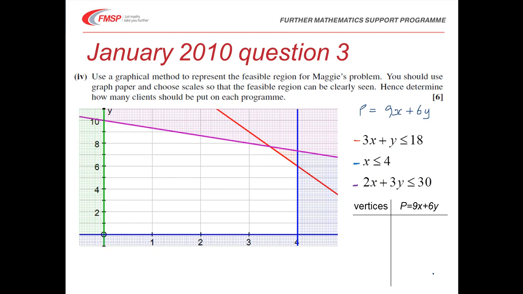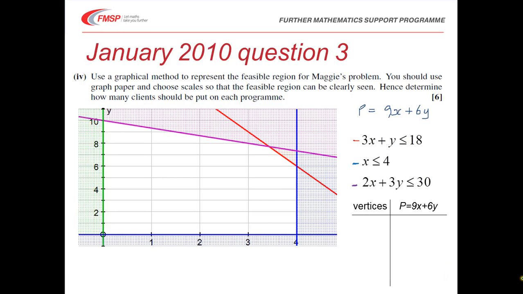It then said use a graphical method to represent the feasible region for Maggie's problem. You should use graph paper and choose scales so that the feasible region can be clearly seen. Hence determine how many clients should be put on each program. So just be careful when you're drawing these. I have drawn these out because it's easier to do it for this one.